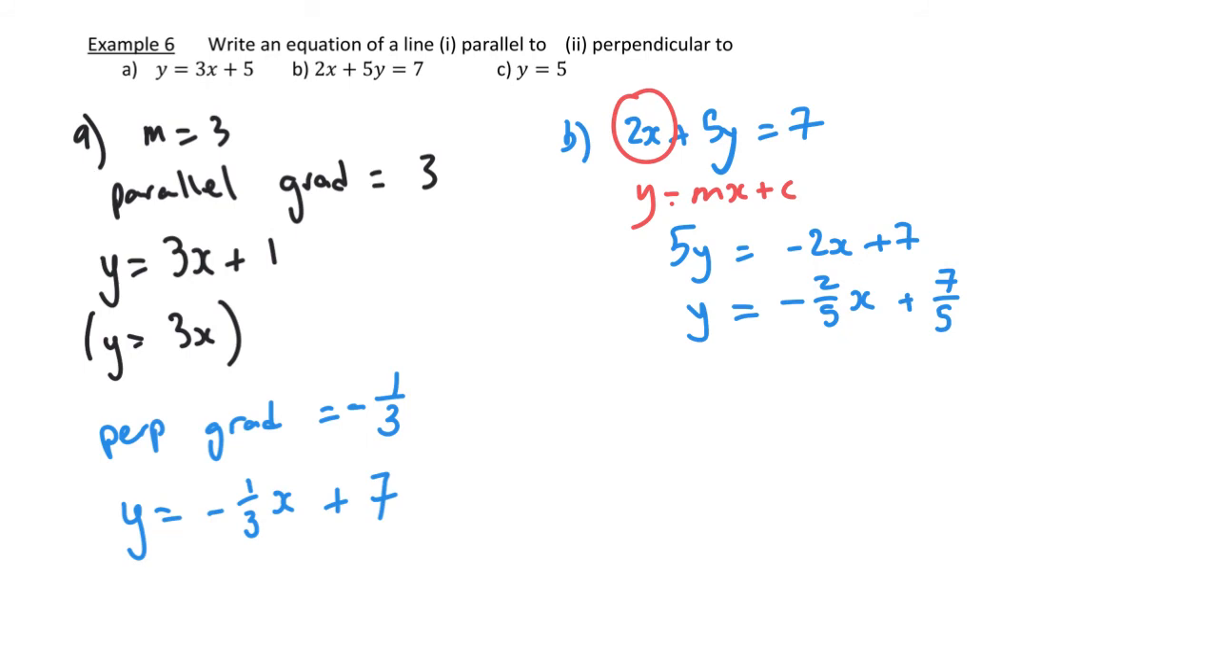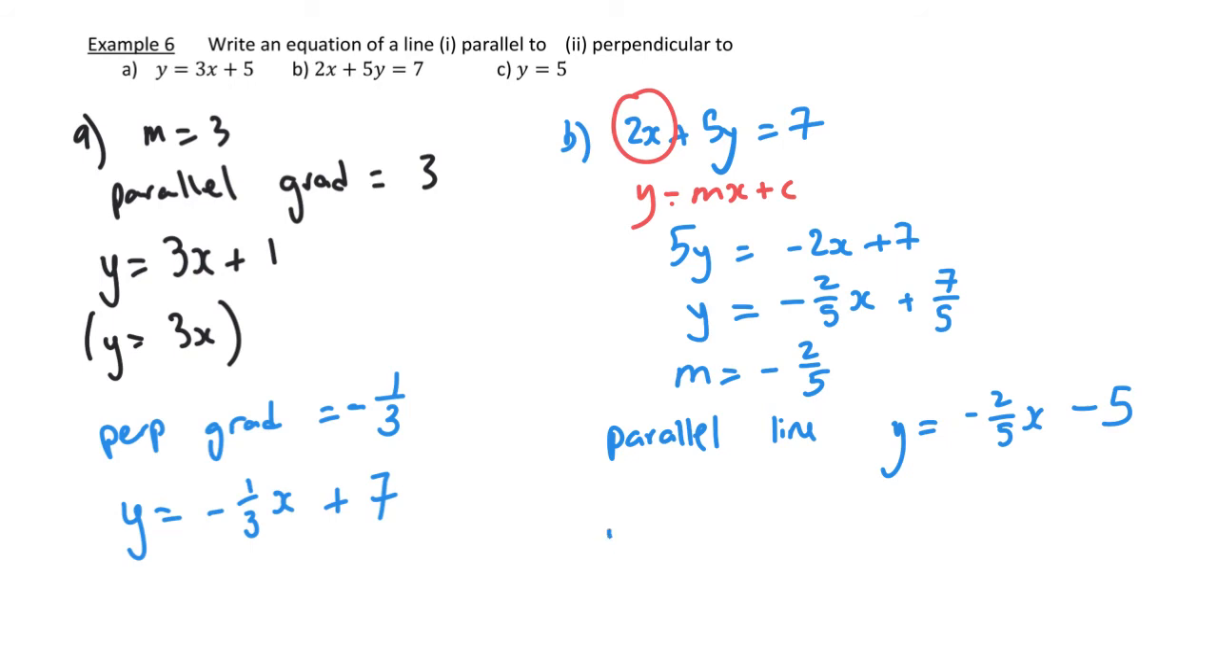So here the gradient is equal to minus 2 over 5. So a parallel line is going to be of the form y equals minus 2/5 of x plus any number other than 7 over 5. So let's this time do minus 5, because of course it can be a negative number as well.